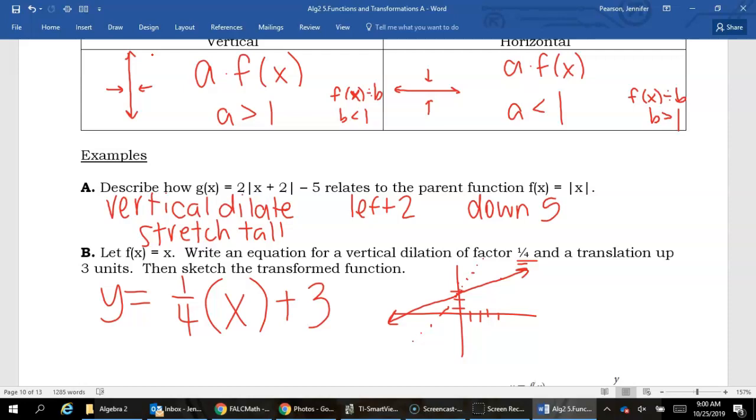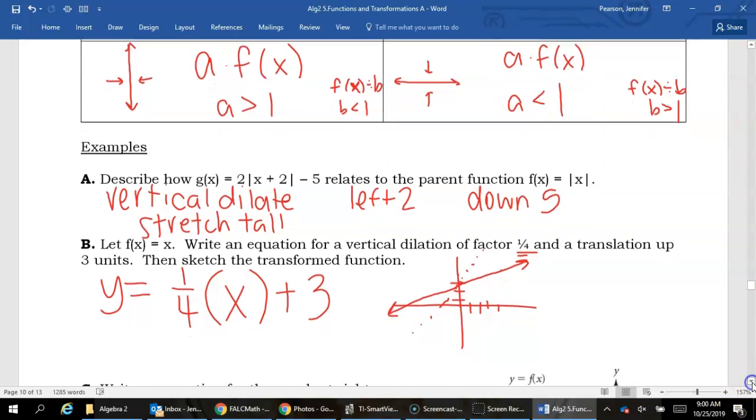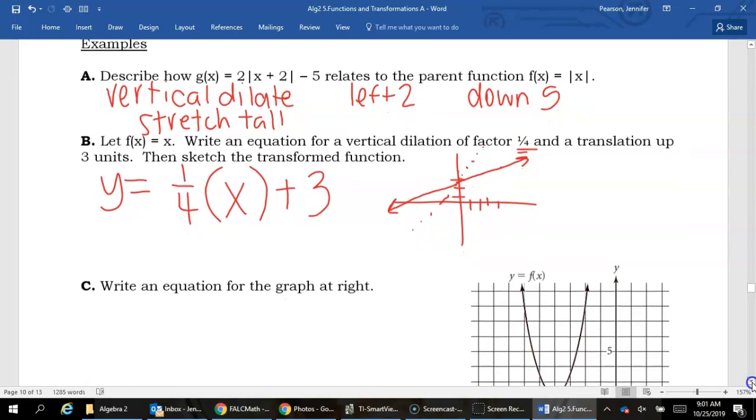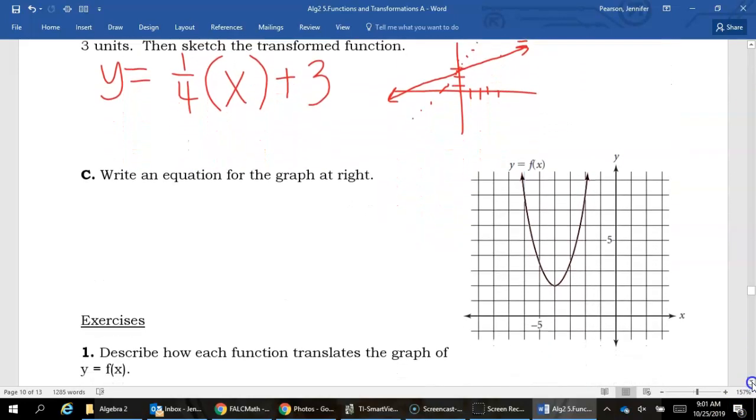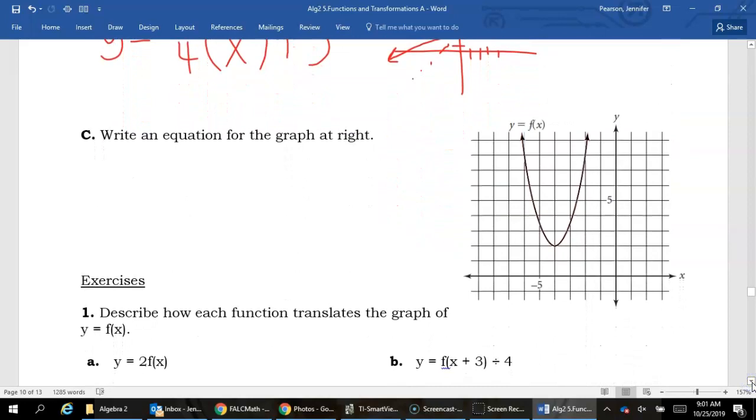And the last one. Letter C. Write an equation for the graph at right. I see a U-shaped graph. So I know I am working with a parabola, a quadratic, an x squared. It is a little skinnier than a standard parent function quadratic. So I'm going to need something in front to make it a little skinnier.